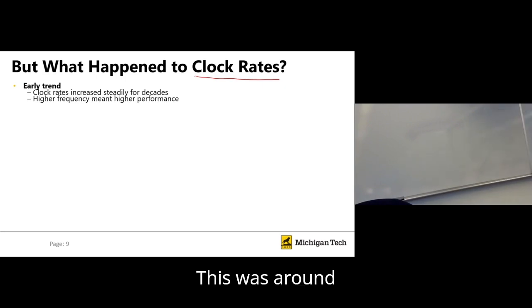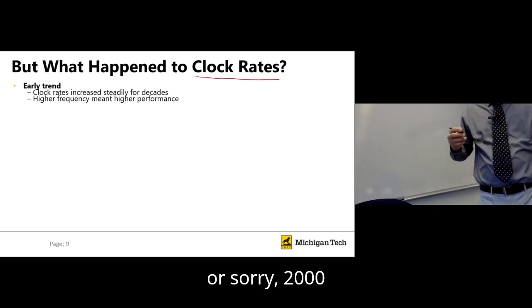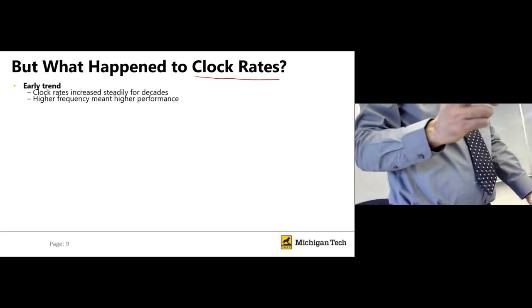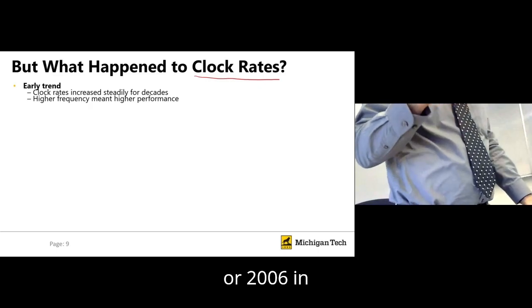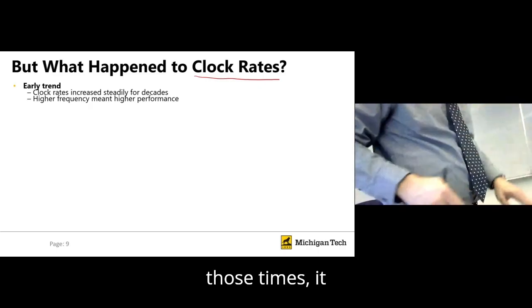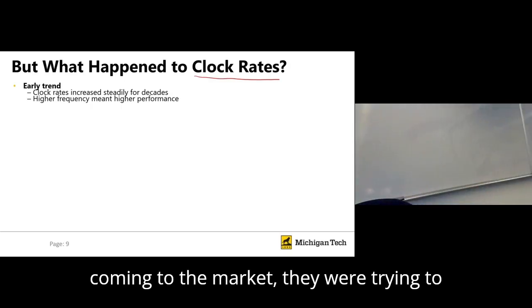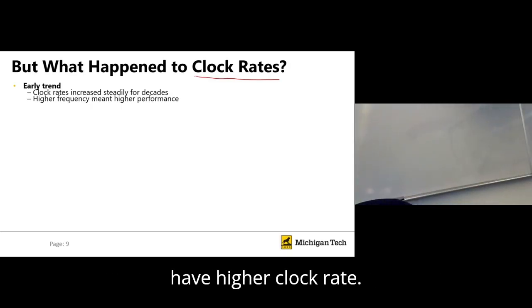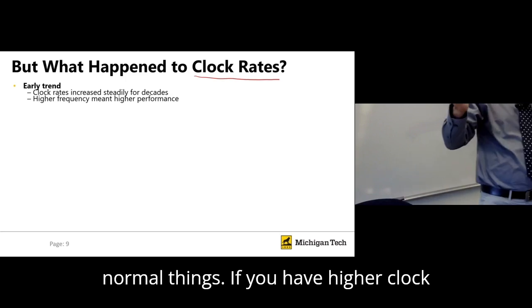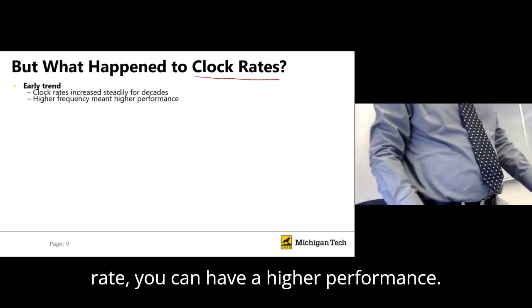This was around 2000 or 2006. In those times, processors coming to the market were trying to have a higher clock rate. And that makes sense. It's normal: if you have a higher clock rate, you can have higher performance.